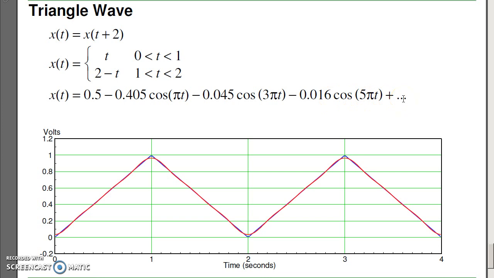To show that these are actually the same, if I plot x of t versus the Fourier series approximation now to the fifth harmonic, I get the red term for the Fourier series, blue term for the actual function. As I get closer, or as I add more and more terms, the two get closer and closer.